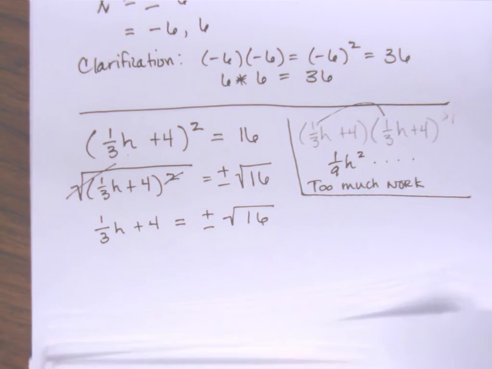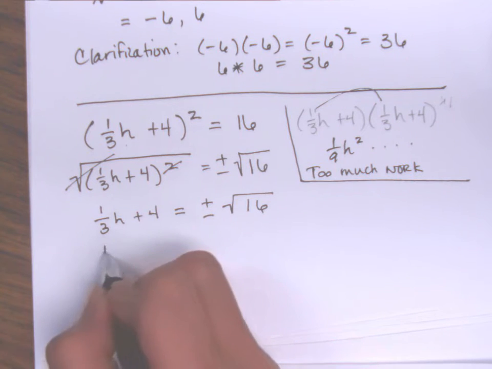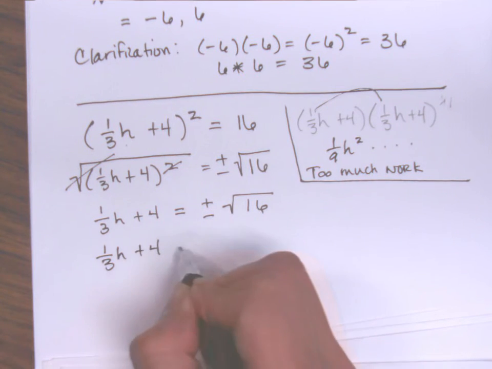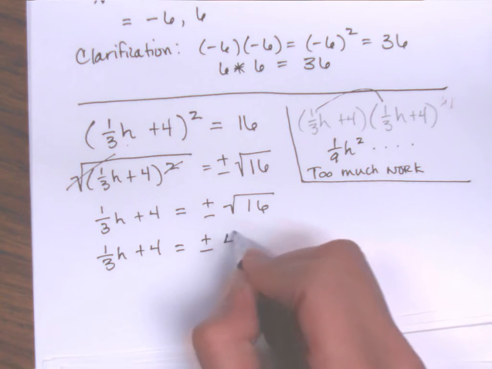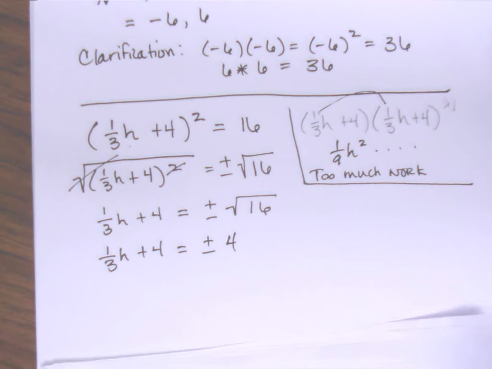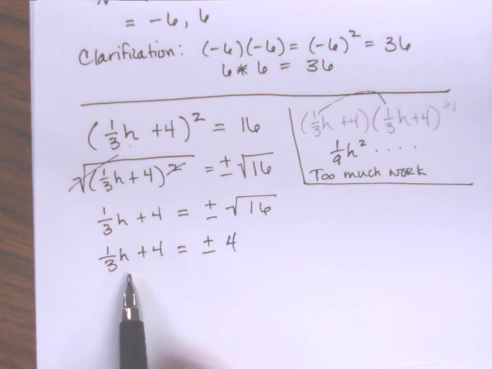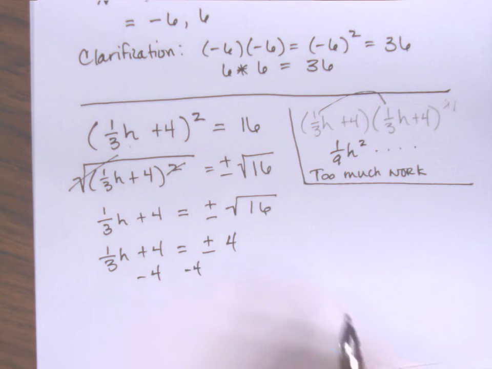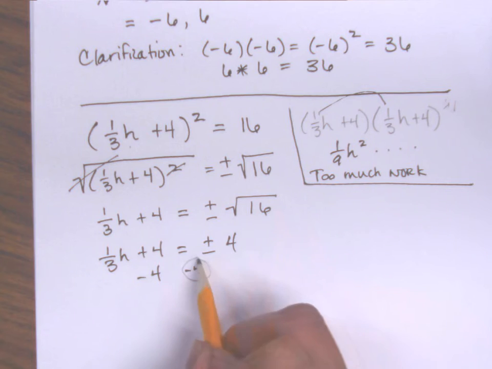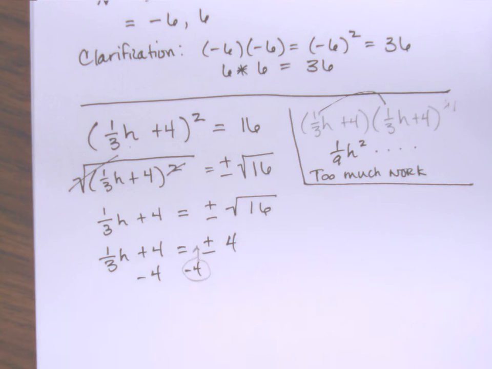But let's go ahead and keep simplifying further. Okay. 1/3 h plus 4 equals plus or minus, I know the square root of 16. The square root of 16 is 4. So that's plus or minus 4 now. And now I can continue to solve by moving everything away from h. Okay, which means I have to subtract 4 from both sides. And when I do that, this 4 right here, I'm going to place in front of my plus or minus signs. And I do that so I don't lose this negative sign. Okay, because remember, you're going to have two different answers over here.